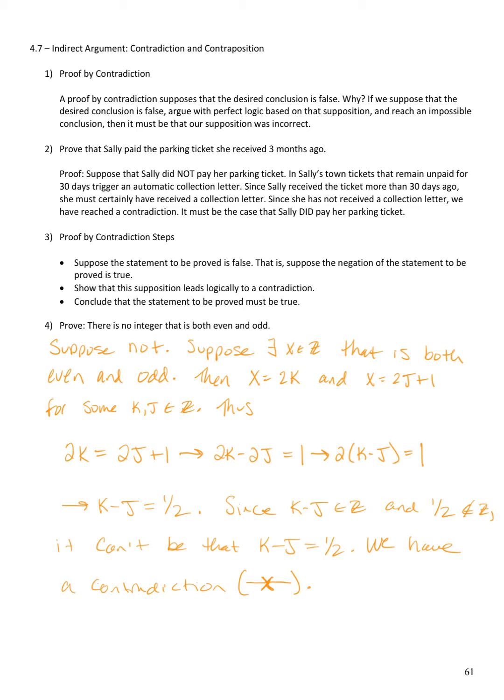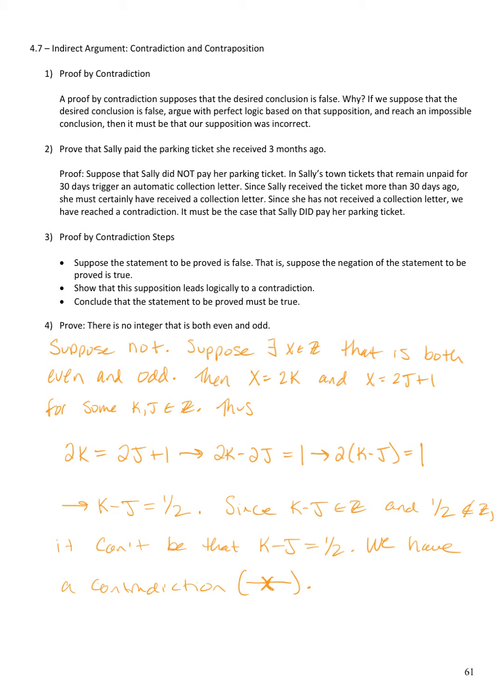So proof by contraposition steps: express the statement to be proved in if-then form, often done mentally. Rewrite the statement in its contrapositive form, not Q implies not P, and then we proceed with a direct proof of the contrapositive. So suppose not Q, argue, argue, argue, conclude not P, and you've proven not Q implies not P and that P implies Q, because the original is logically equivalent to the contrapositive.